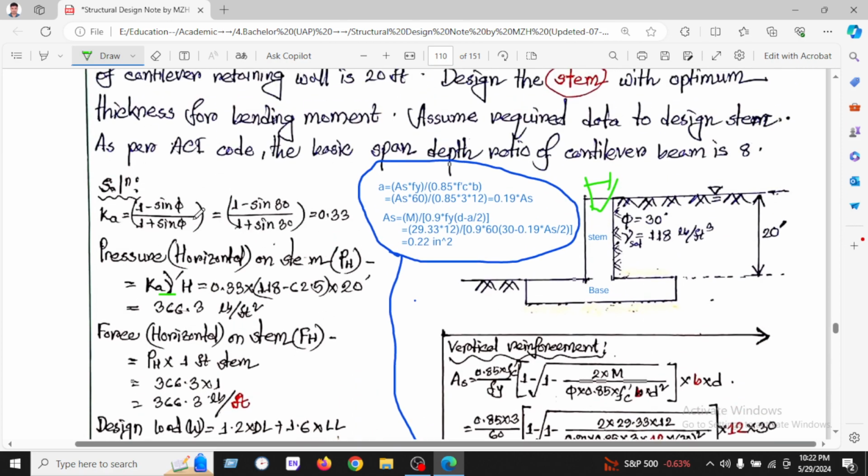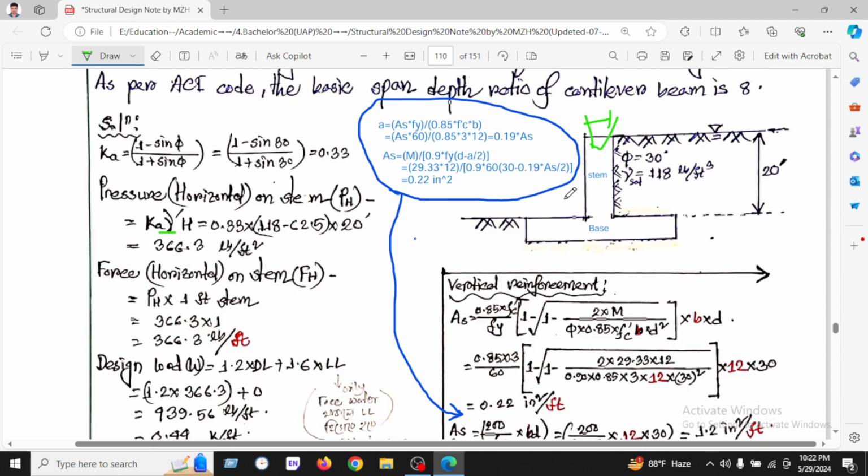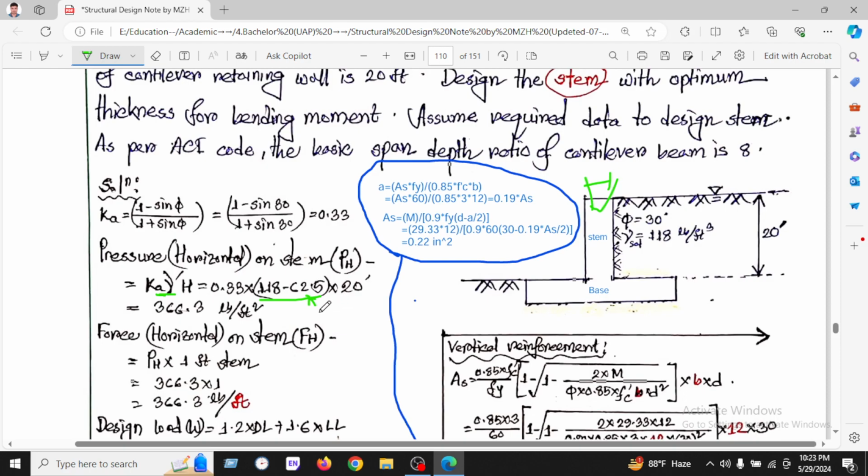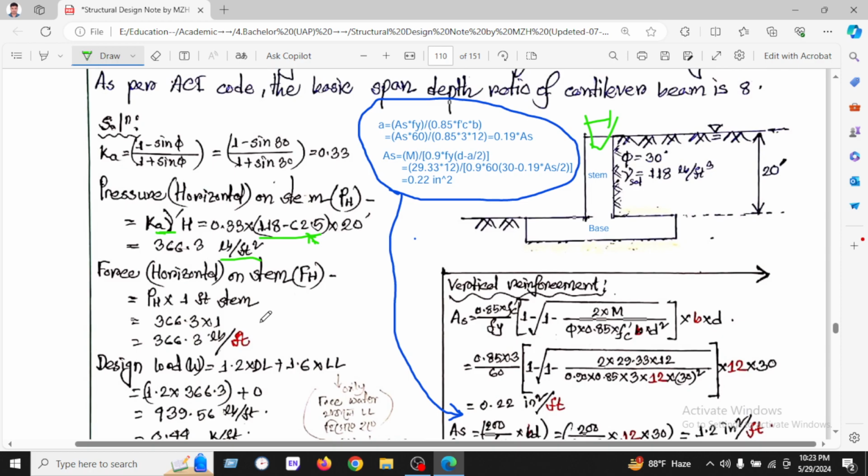So at first, the coefficient of active pressure of soil, which is (1 minus sin phi) divided by (1 plus sin phi), is 1/3. The horizontal pressure here is gamma prime times the coefficient. Gamma prime will be 118 minus 62.5. So 62.5 is mainly the water, so we will deduct the pore water pressure from here. That's why we deduct the 62.5 and found 366.5 pounds per cubic feet.